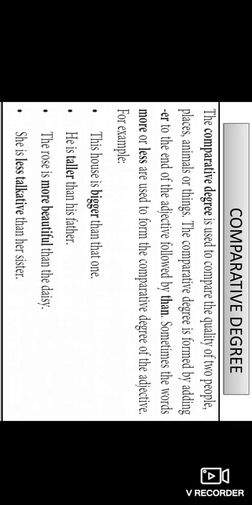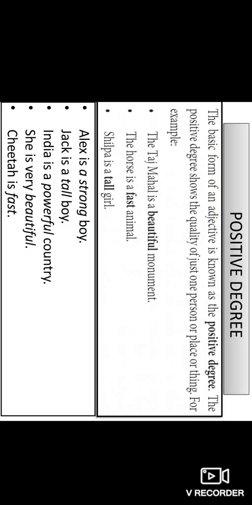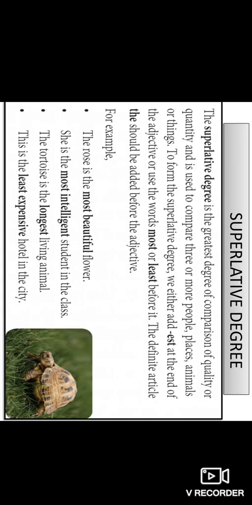See here children, the words bigger, taller, more beautiful, less talkative. That means for the comparative degree, we are using the er form, or we are using more or less. Okay children, see the comparative forms. Wide, wider we can write. Nice, nicer. Bright, brighter. Tall, taller. So these are the comparative degree forms. The moon is brighter than the stars. Arushi is taller than Shreya. These are the comparative degrees.